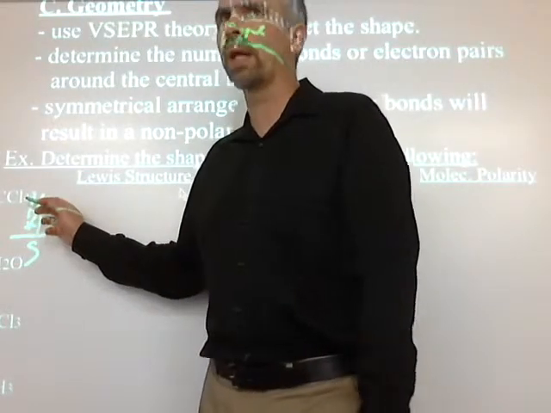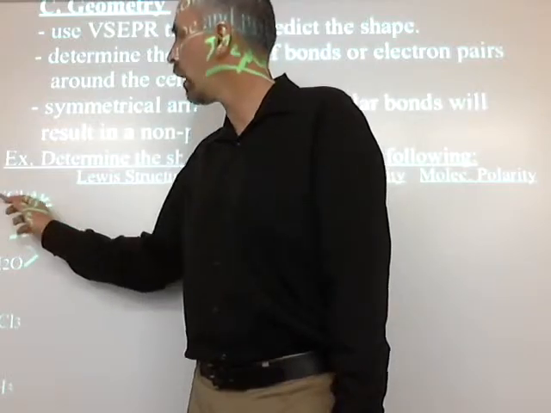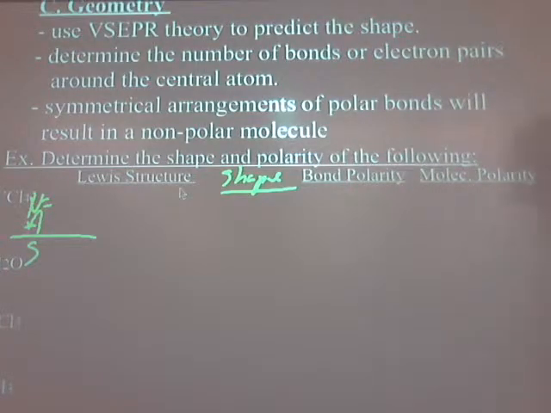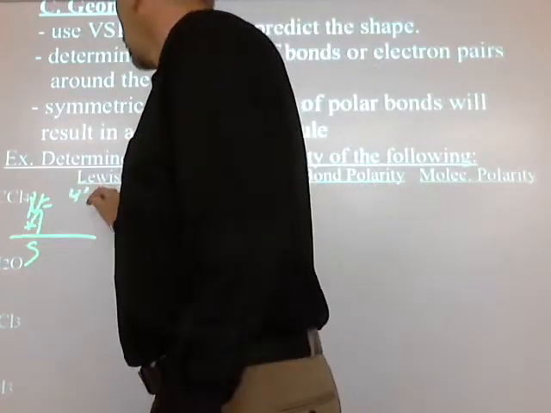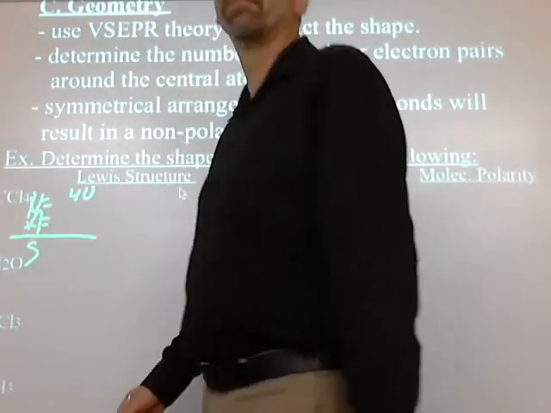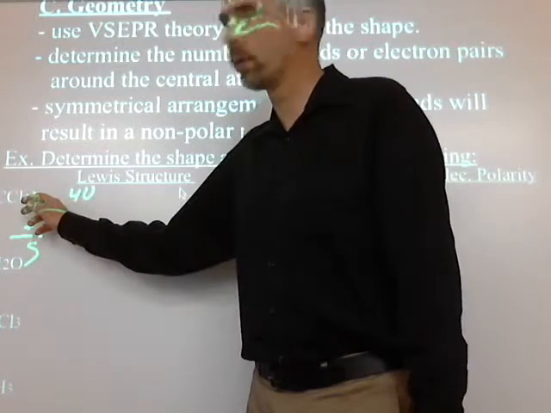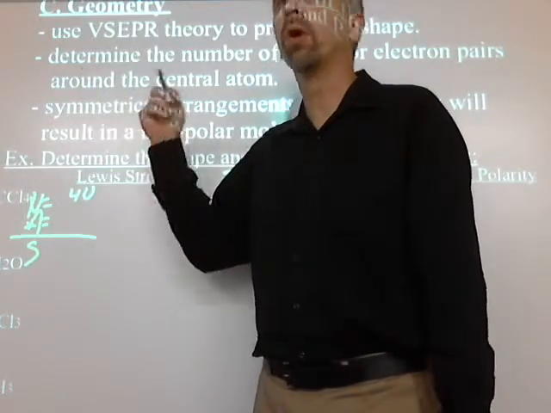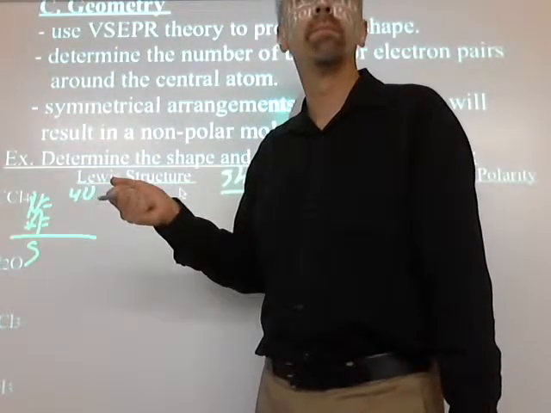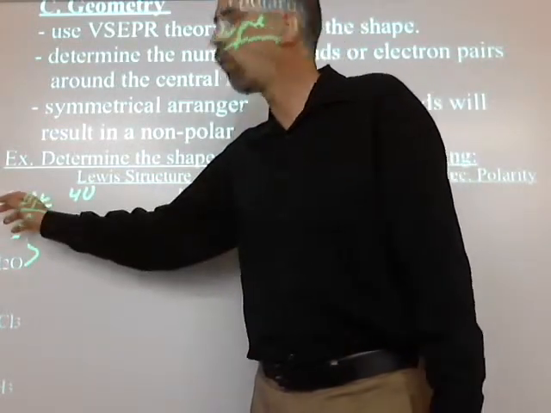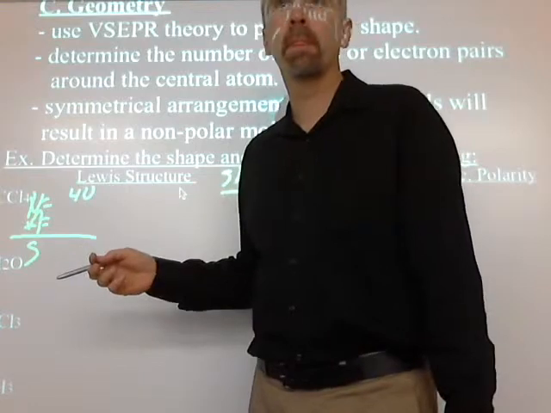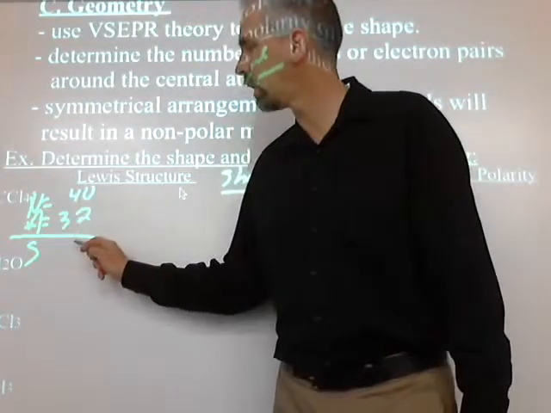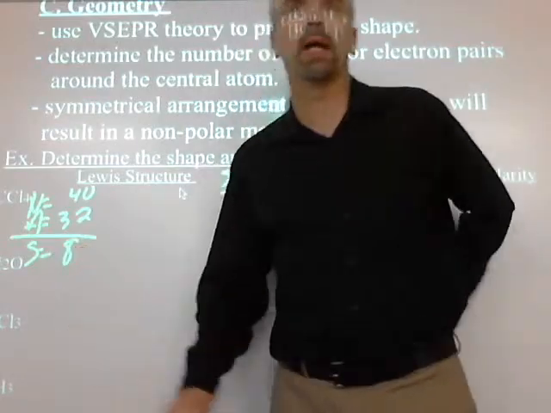I have how many total atoms that want 8 electrons? 4, and 1 is 5. 5 total atoms want 8 electrons. 8 times 5 is 40. How many are available? Well, I've got 4 chlorines, so there's 7 in the outer shell for each. So 7 times 4 is what? 28. And I've got 4 more for carbon. That's how many? 32. The difference between that is going to be 8. I'll have to share 8 electrons.